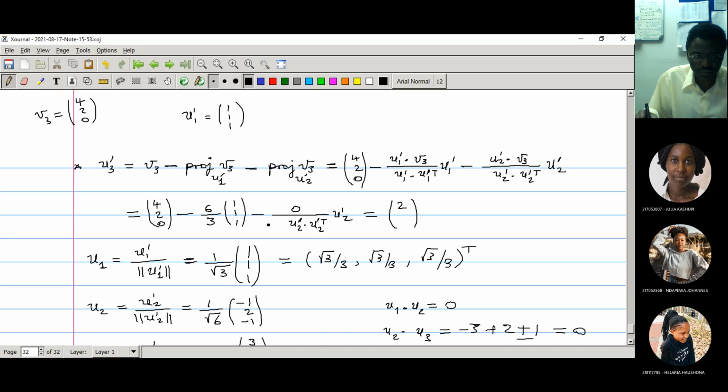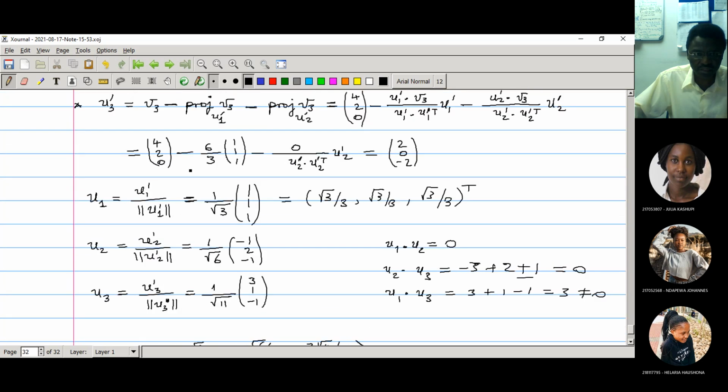4 minus 2 is 2. 2 minus 2, 0. And 0 minus 2, negative 2. Are we together? Okay, so this is our U3 prime. 2, 0, negative 2. Okay, that is the 3. So meaning that here, this will be square root of, this will be 4, 4, 8. Square root of 8. So this is square root of 8. And this is 2, 0, negative 2.